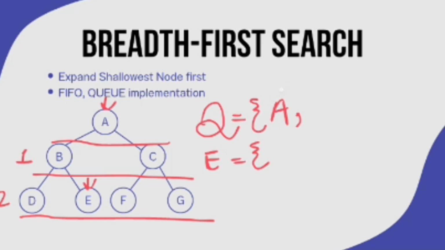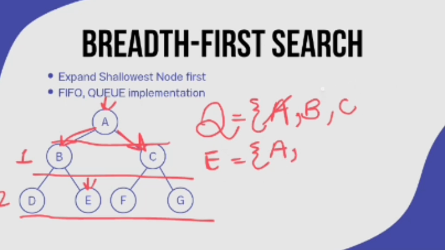Since we have a queue, whichever value we have on the left was the one that went in the queue the earliest. So we take A, we expand it, meaning we explore all its neighbors, and those are B and C. So we add B and C in our queue. And since we have already expanded A, we remove it from the queue and we add it in the explored array.